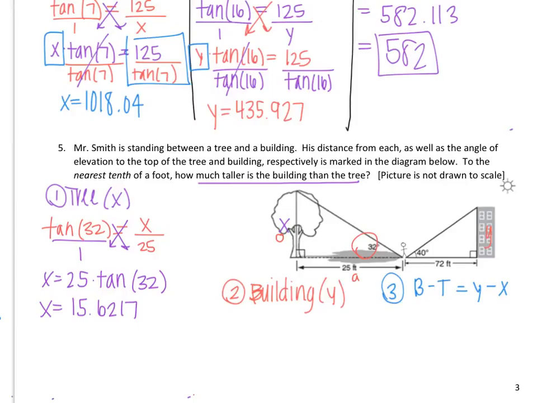Okay, so I found X to be 15.6217. Now I'm going to move on to finding the building. So when I find the building, I'm going to focus on the other triangle, of course, and starting by circling the angle. Then labeling the sides, O for opposite, A for adjacent, H for hypotenuse. So the Y, the height of the building, is my O. The 72, the distance from the building, is my A.